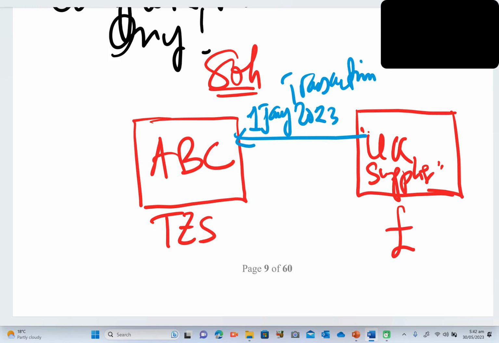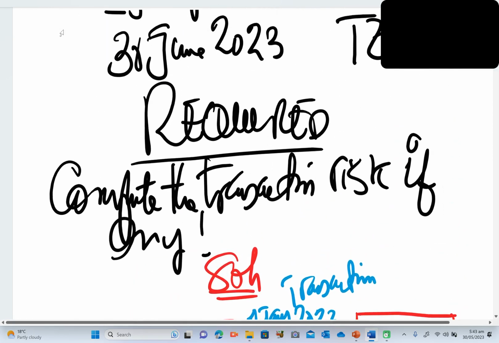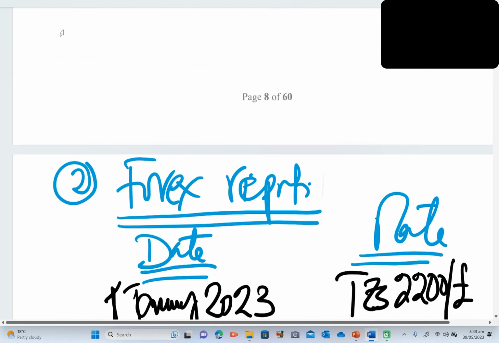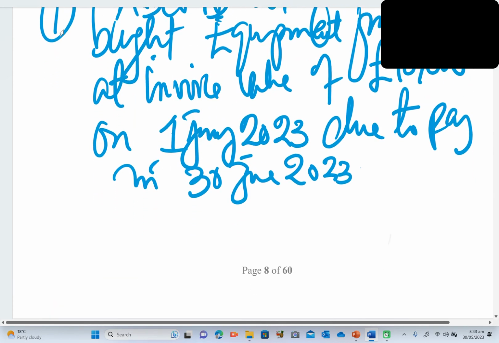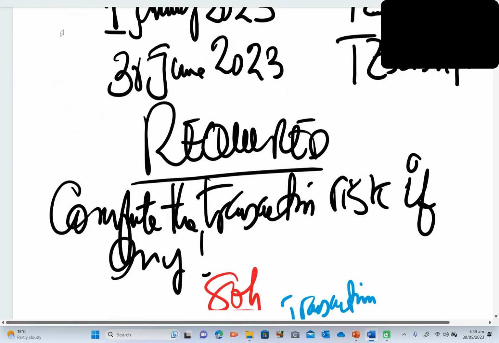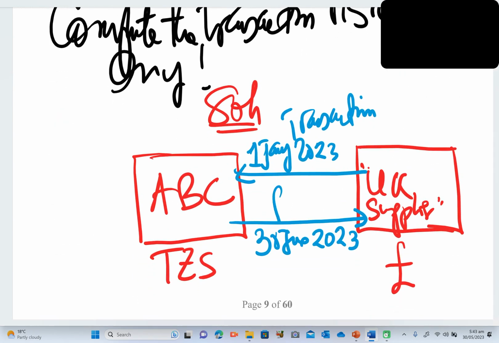But this transaction is on credit because we don't have money today. We are expecting to pay it to the supplier on the 30th June 2023. And this payable is invoiced in UK pounds. How many pounds? 10,000. So this is 10,000 pounds.